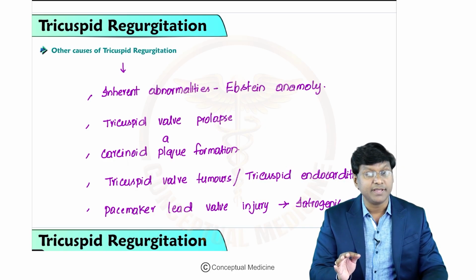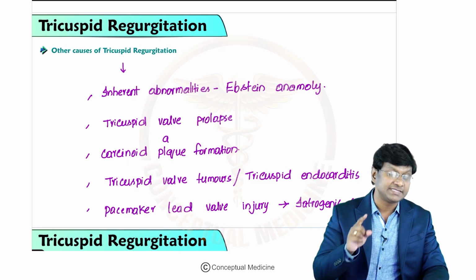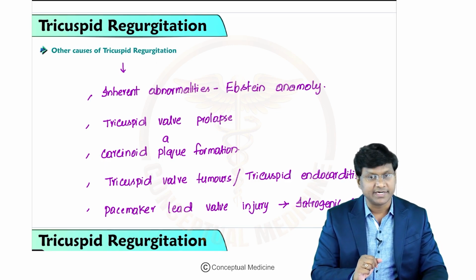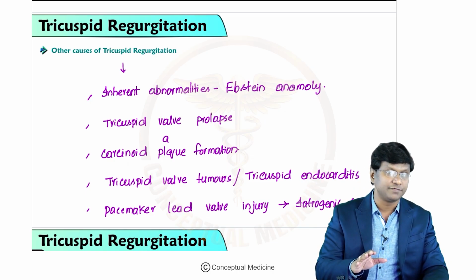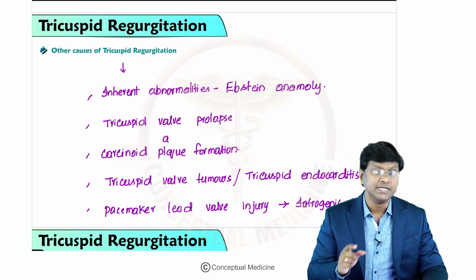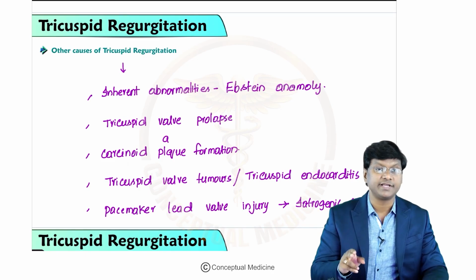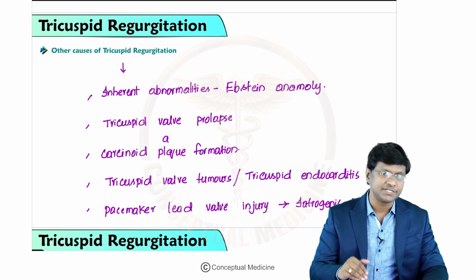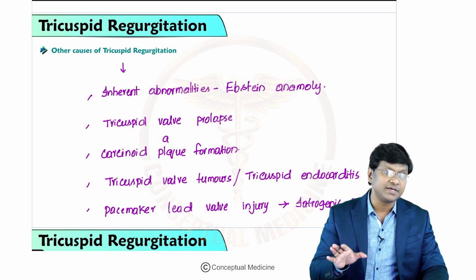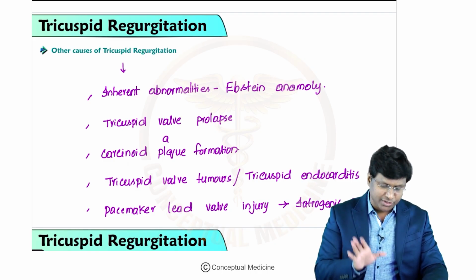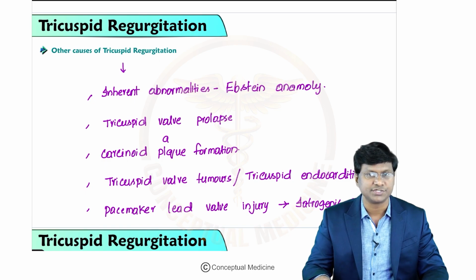Then the right ventricle may also be injured from an MI and may be seen secondary to inherited dilatation, that is right ventricular dysplasia, and right ventricular dilatation often occurs secondary to left heart failure as well. The other causes include the inherited abnormalities like Ebstein's, tricuspid valve prolapse, carcinoid plaque formation, valvular tumors or tricuspid endocarditis, and pacemaker lead valvular injury is an increasingly frequent iatrogenic cause for the development of tricuspid regurgitation.